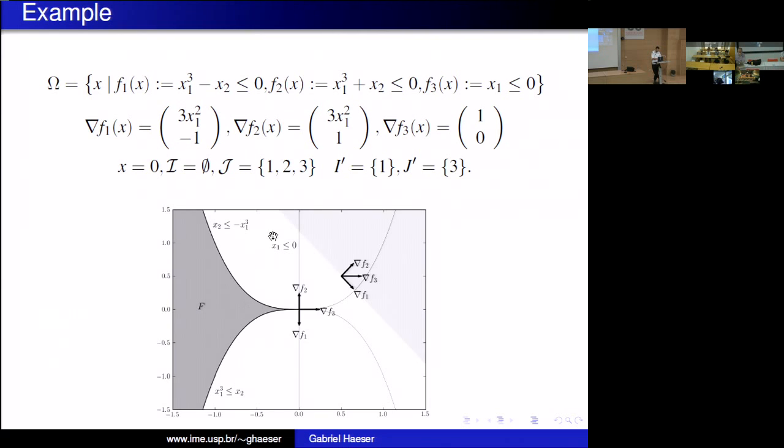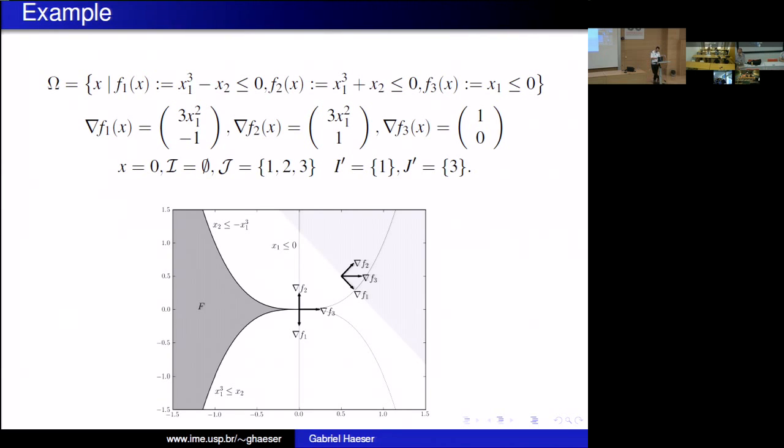So here we had an original definition of the set, and it was horrible. Guignard CQ did not hold. If I tried to apply any algorithm to this, in fact, this minimizer would not satisfy a KKT condition. If I had a function that I wanted to minimize and the solution was at this point, this would not be a KKT point. So it was a terrible situation.